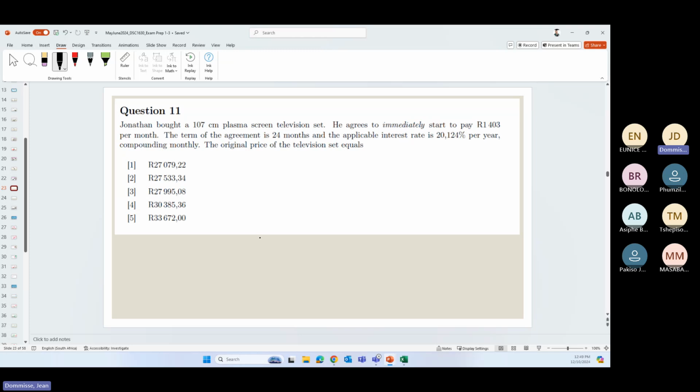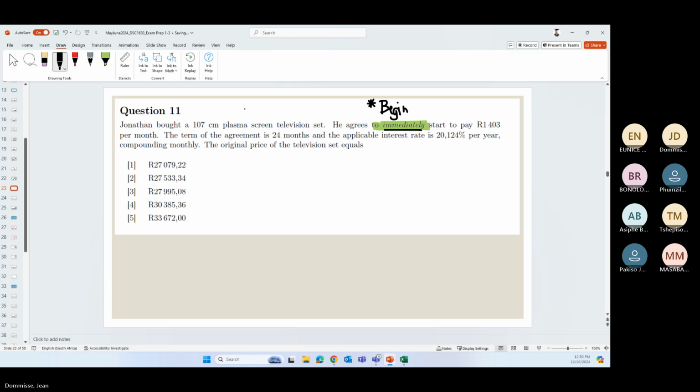Okay, so let's look at this next one. Jonathan bought a 107 centimeter plasma screen TV. He agrees to immediately, and they even did italics on it to show you. So immediately, that tells me begin. So that tells me automatically we need to look at the begin function.